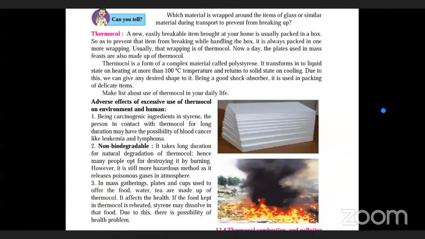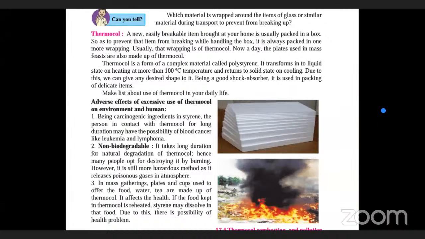Okay, next is what? Next is thermocol. Every one of us is aware of the thermocol. You have used so many times thermocol in the project work, right? So many projects you might have made of thermocol. So nowadays you are not going to find the thermocol. Are you able to get the thermocol at the shop? No, we are not able to get the thermocol. Why we are not able to get the thermocol? Because it has been banned.